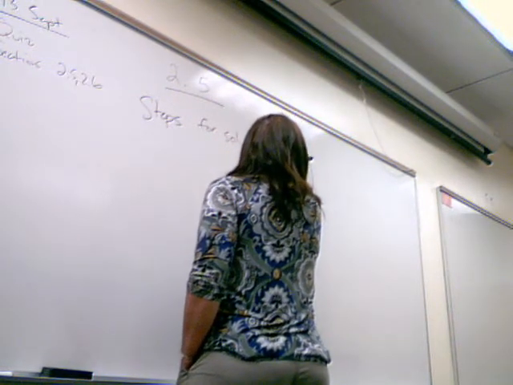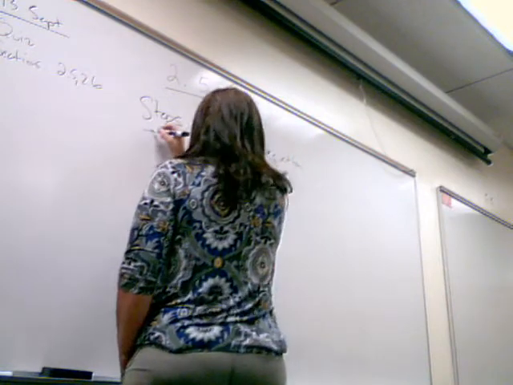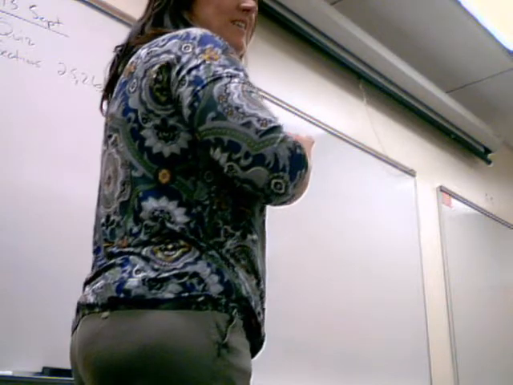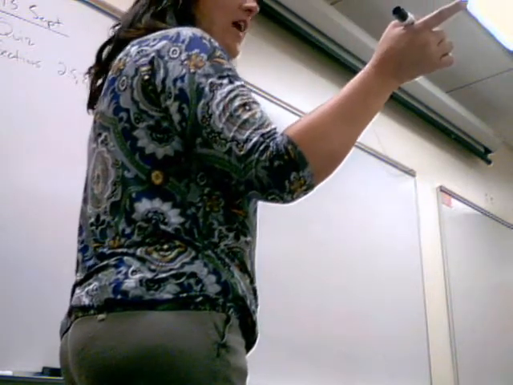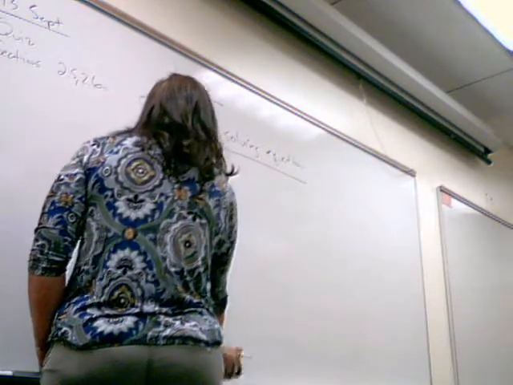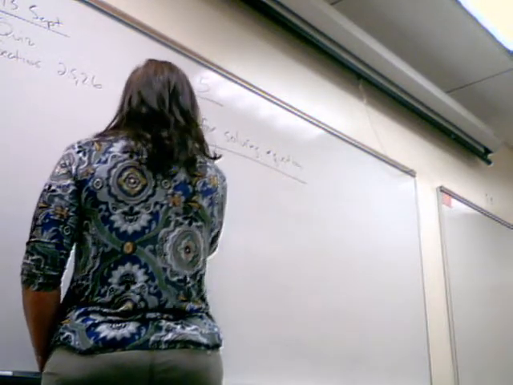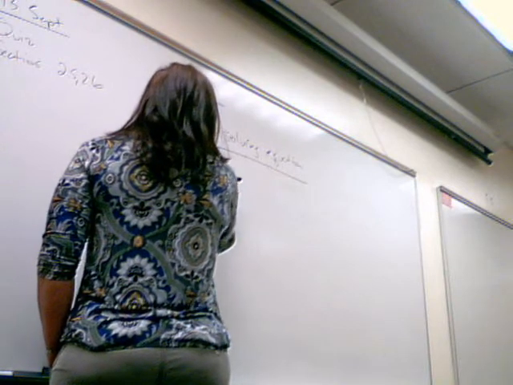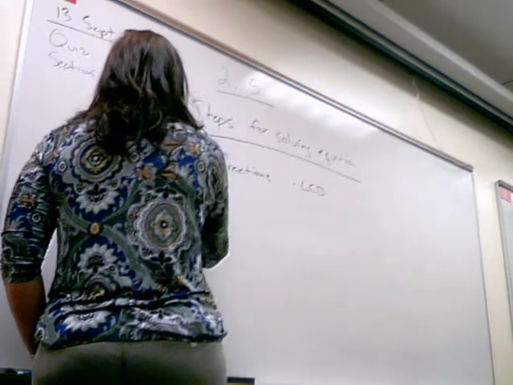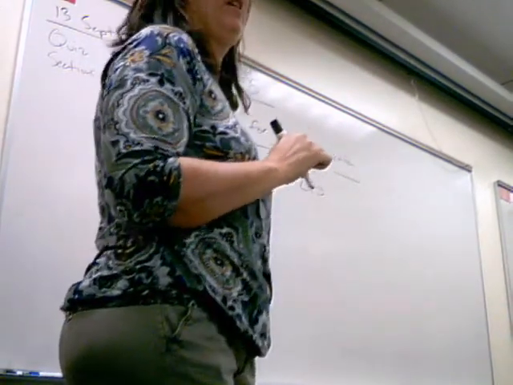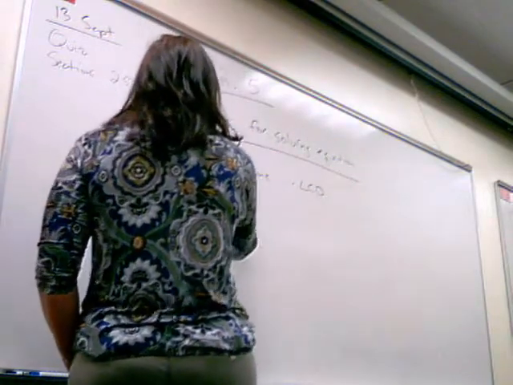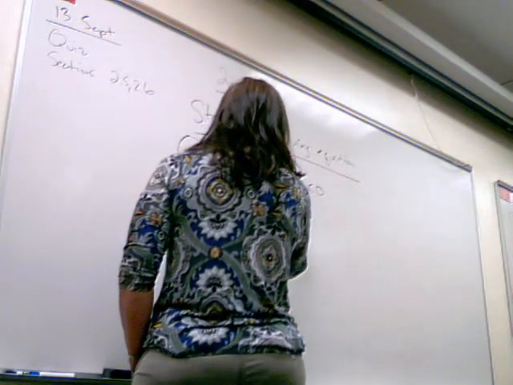What are my 6 steps? Number 1 is what? Remember? Yeah, fractions, okay? So if you have fractions, or if you had decimals, you could eliminate those, and you're going to multiply by your LCD, okay? What's your second thing that you do? Yeah, distribute. So if you have parentheses, you're going to distribute.